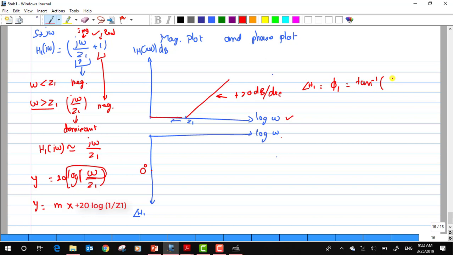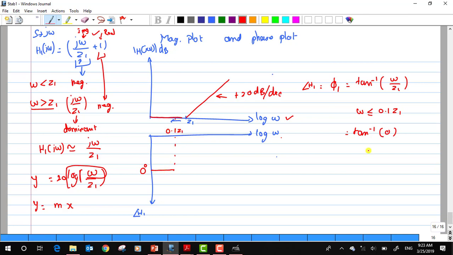So what I would get is omega by z1 divided by 1, and this is what I would end up with. So right now, when my frequency is less than or equal to 0.1 times z1, I can assume that the value under this tan inverse is approximately equal to 0 itself. If that is the case, what is tan inverse of 0? It would be 0, right? So for frequency from 0 all the way to 0.1 times z1, I will have 0 phase.